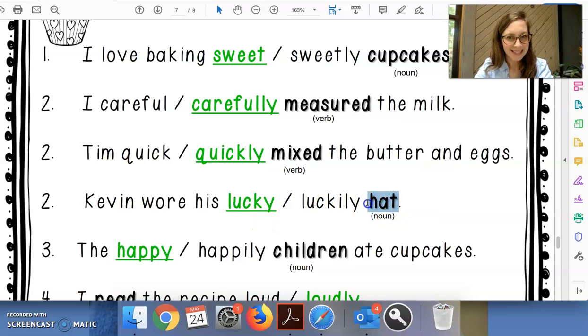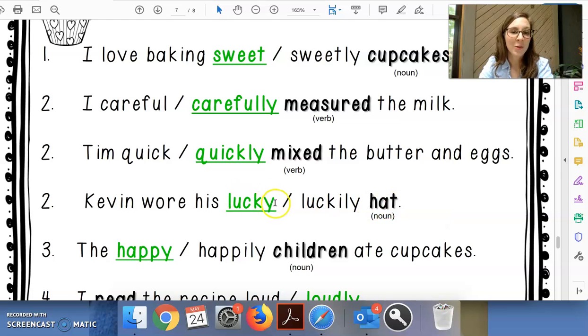So hat is a noun. What kind of hat is it? It is a lucky hat. And lucky doesn't quite describe the noun hat using our senses, but just thinking about what kind of hat it is. He must have some type of hat that he thinks is lucky.